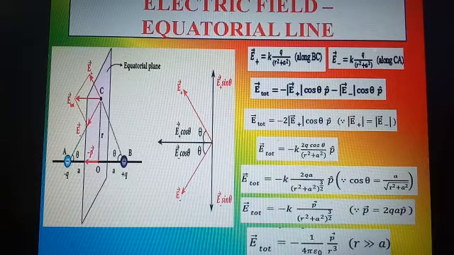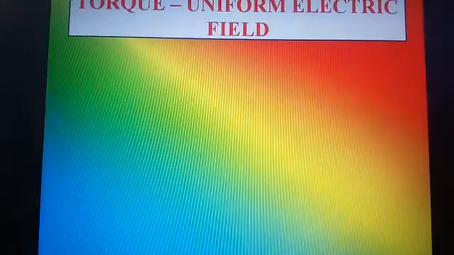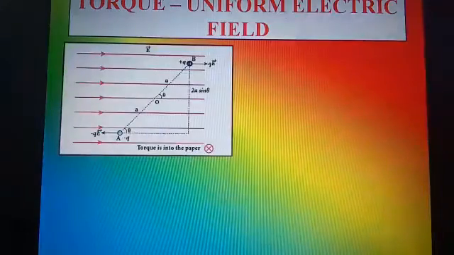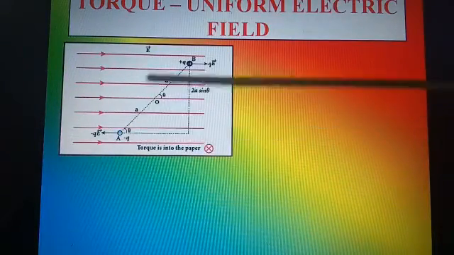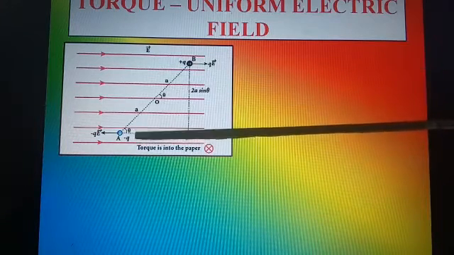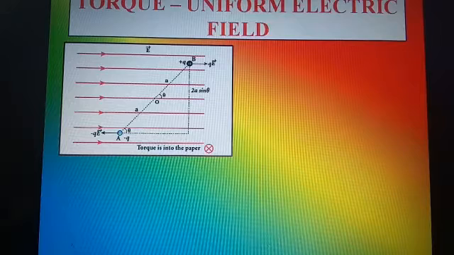And the next topic is the torque experienced by an electric dipole in a uniform electric field. The diagram is here. Here is point A, here is point B. At point B is plus q charge, at point A is minus q charge. So consider an electric dipole of dipole moment p vector placed in the uniform electric field E.